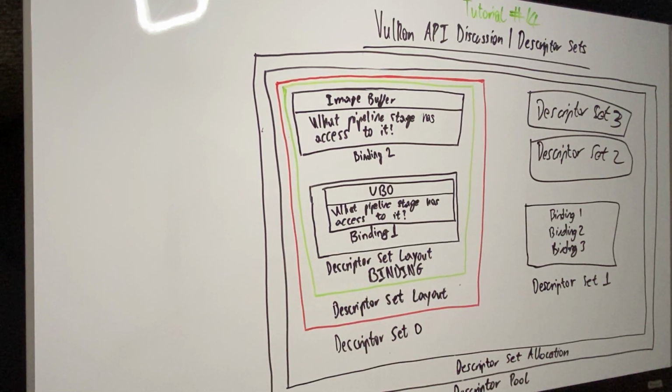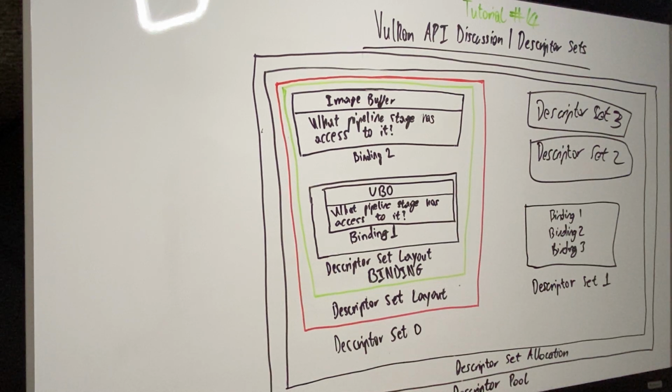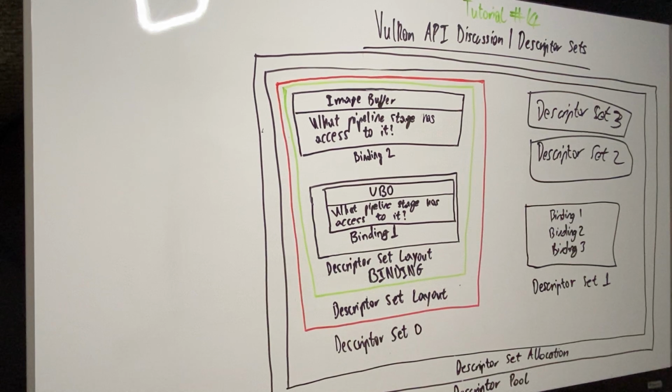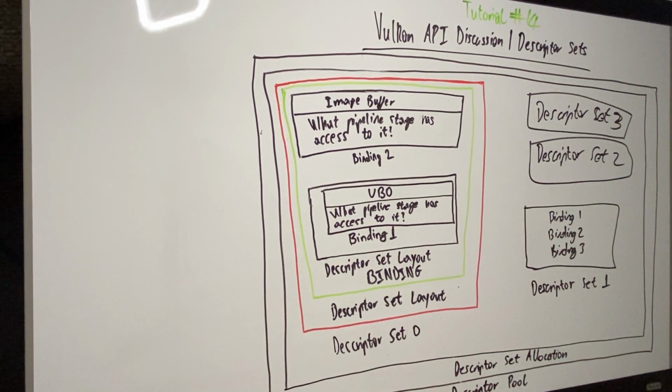All right, guys, welcome to part two of the discussion. I intended to clean this board and start drawing stuff on descriptor sets from a different perspective, but there are some slight modifications that I wanted to make to this picture in order to make sure it was absolutely clear and that you guys understand what is going on.